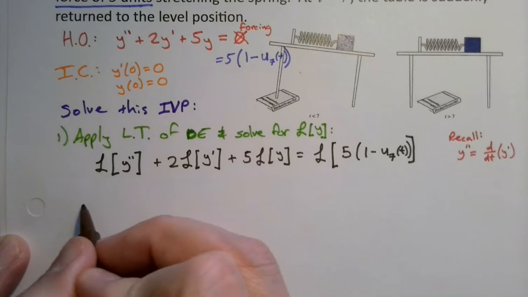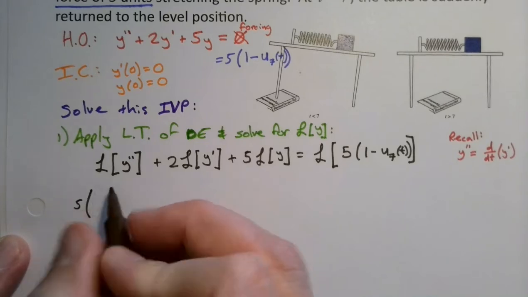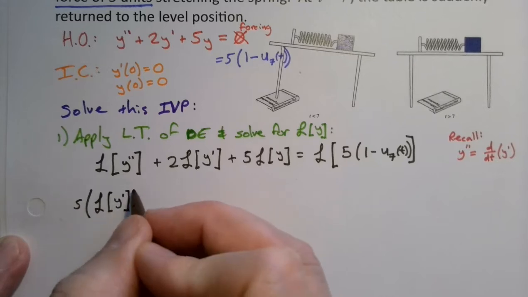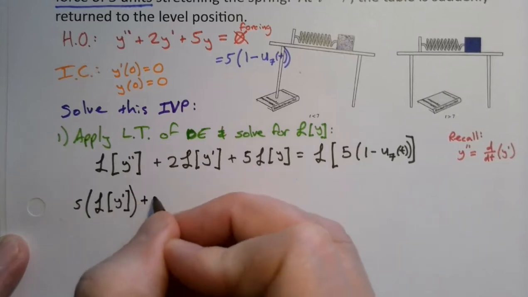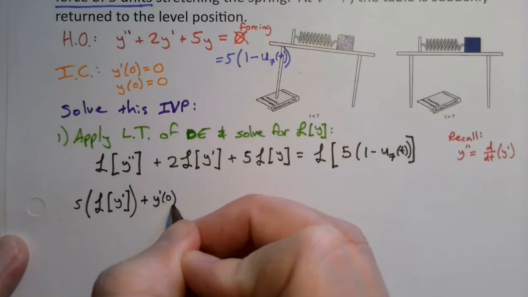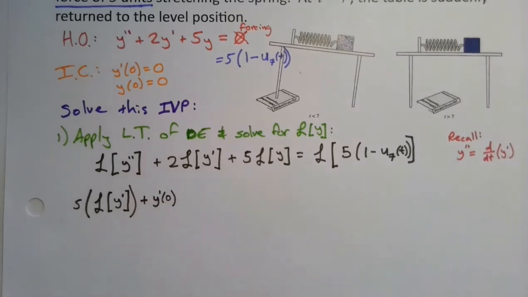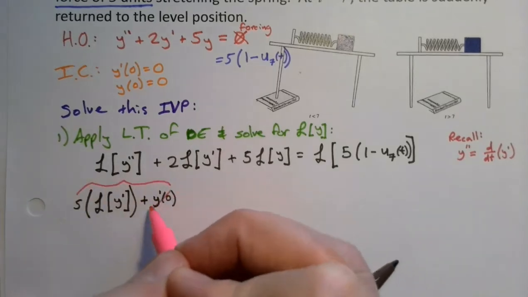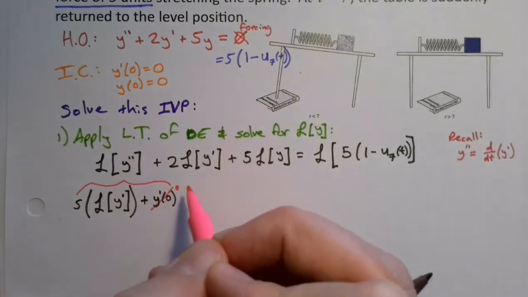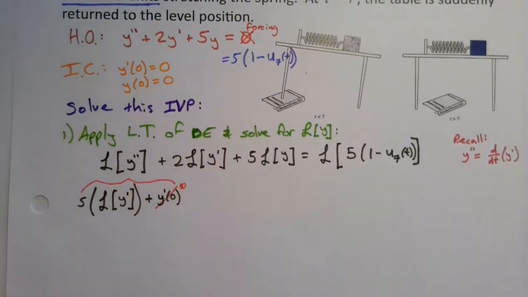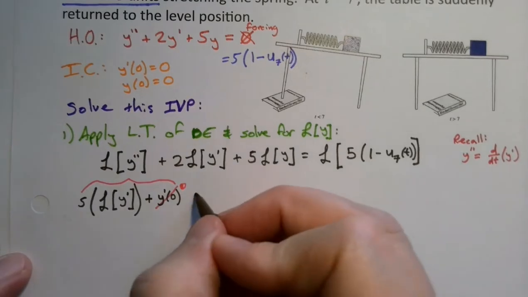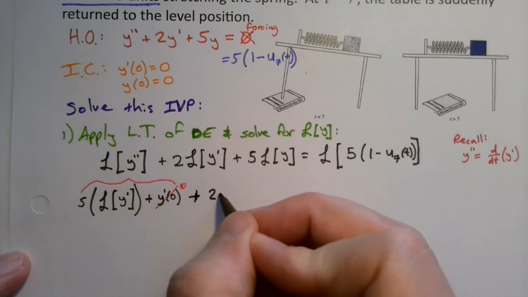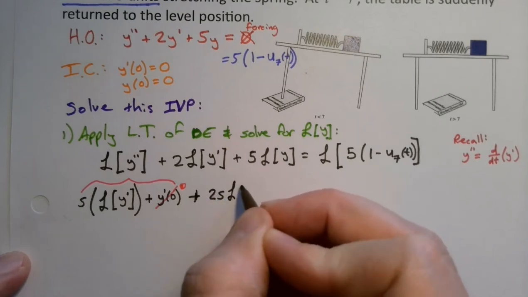So if you break this apart, this is going to be s times the Laplace transform of y prime plus y prime of 0. And we know that's going to turn out to be 0, so that's no big deal for us. Plus 2 times the Laplace transform of y prime, which we know is 2 times s times the Laplace transform of y.